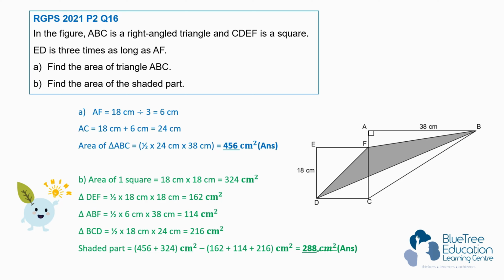Next, let's find triangle ABF and BCD. It is 114 cm squared and 216 cm squared. So now we have all the areas of the unshaded triangles. The next step is to take the total area minus the unshaded portion, and that will give us 288 cm squared. So did you manage to solve this question?